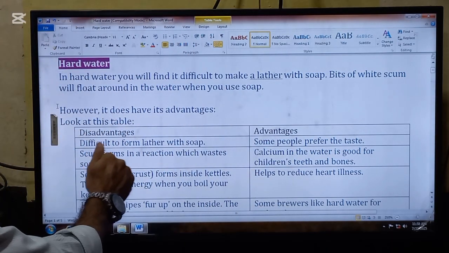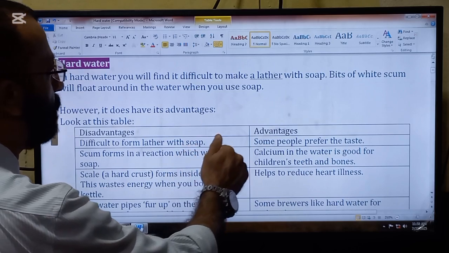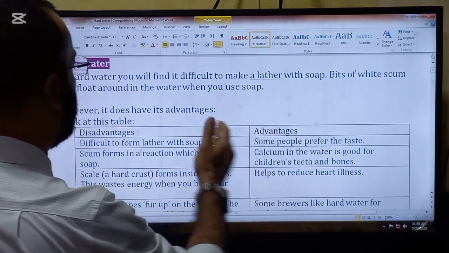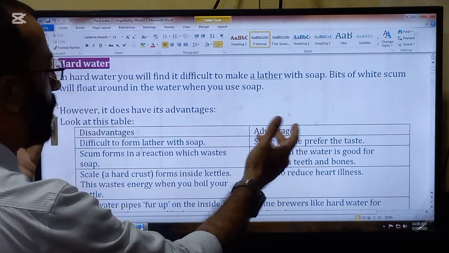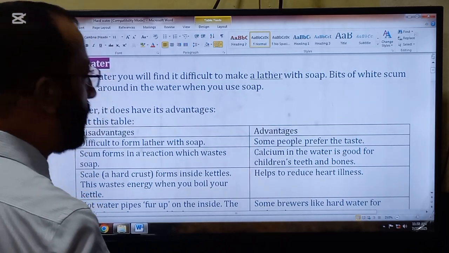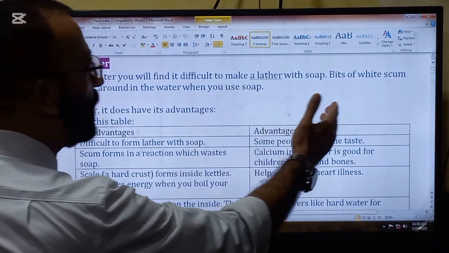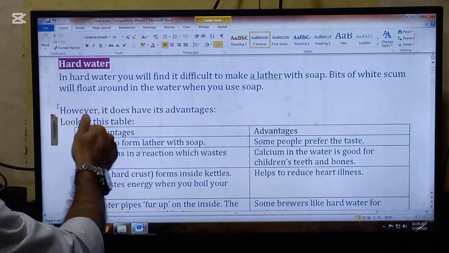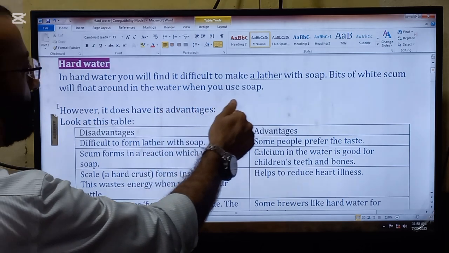In hard water, you will find it difficult to make a lather with soap. So this is the sign of hard water. Lather is not easily made in hard water. Bits of white scum will float around in the water when you use soap.